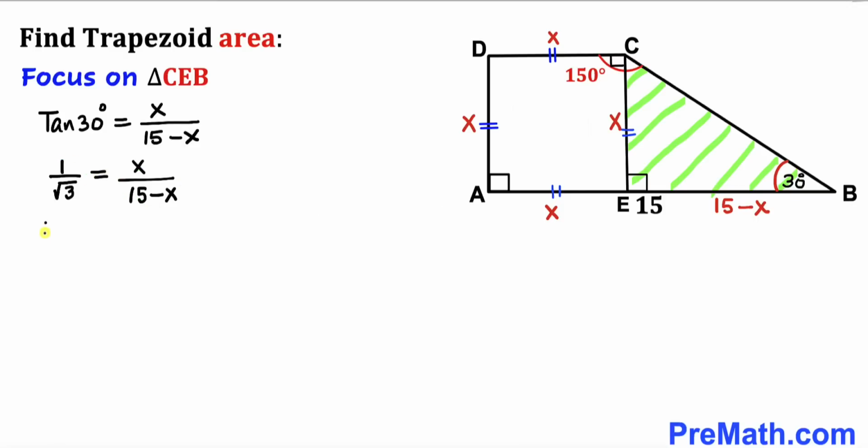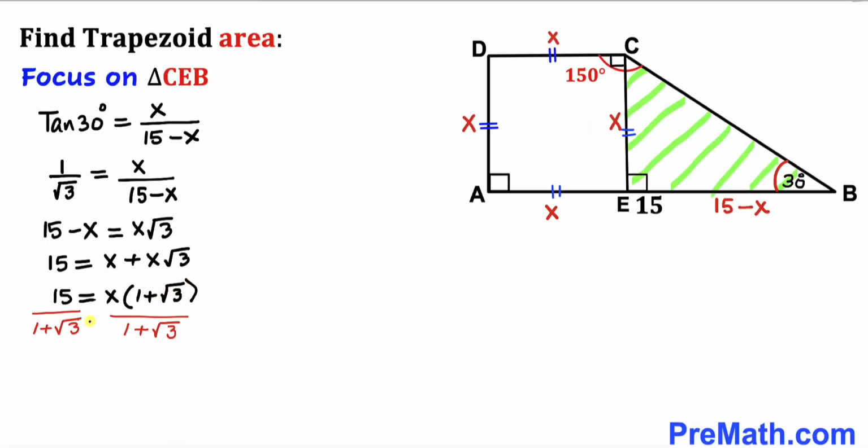Now let's go ahead and cross multiply. So we write 15 minus X equal to X times square root of 3. Let's move this negative X to the other side. So we have 15 equal to X plus X times square root of 3. Here we can see X is common, so we can write 15 equal to X times 1 plus square root of 3. Now let's divide both sides by 1 plus square root of 3 to isolate X, and this cancels out.